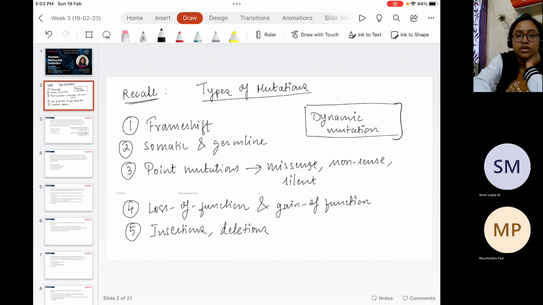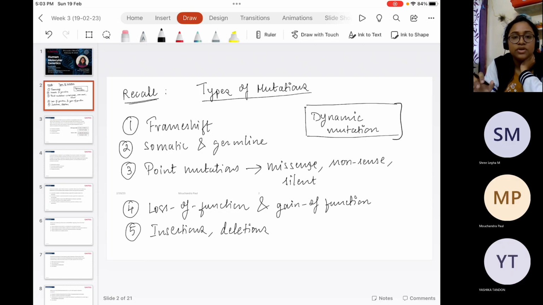Yes, Yashika is joining. Okay, so I was saying, you know what a frameshift mutation is, right? The ORF is shifted, meaning how the ribosome reads the sequence in the mRNA becomes changed, so the subsequent addition of amino acids is also changed. In somatic mutation, the mutation only happens in somatic cells, whereas in germline, it only happens in the sex cells, like the ovum and sperm. So somatic mutations are not inherited. Germline mutations are inherited.